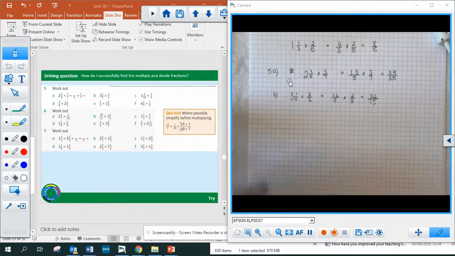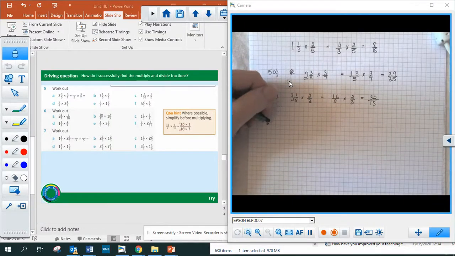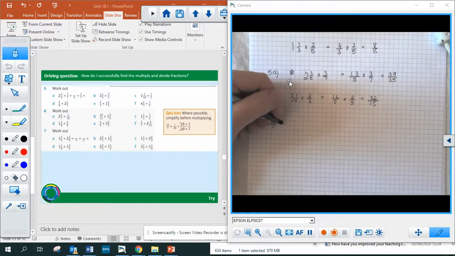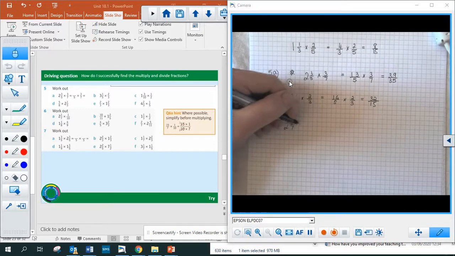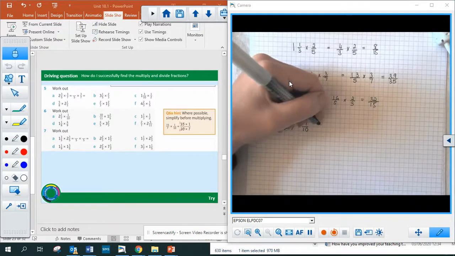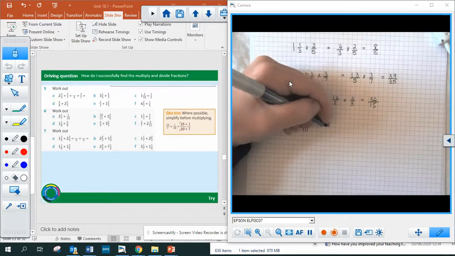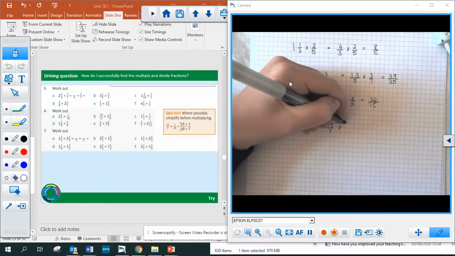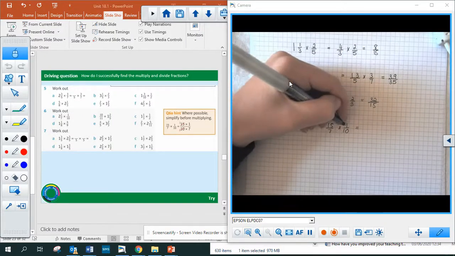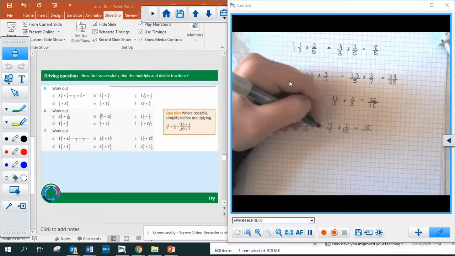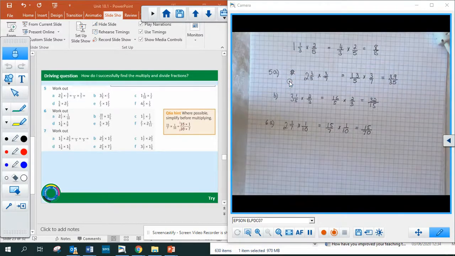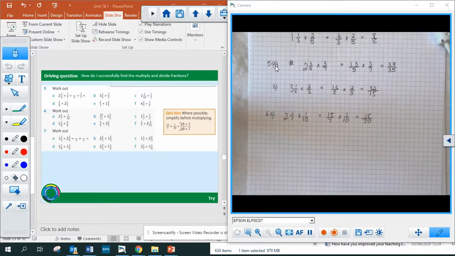Okay. Question 6. Let's do question 6a. We've got 2 1/7 multiplied by 1/10. 2 1/7 needs to be improper, so 2 times 7 is 14. Add 1 is 15, so it's 15/7 multiplied by 1/10. 15 multiplied by 1 is 15. 7 multiplied by 10 is 70. Okay, again, I'm not simplifying them, but that could be simplified there. Okay, and then moving on to 6, let's do 6b.